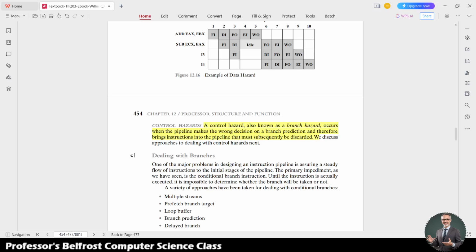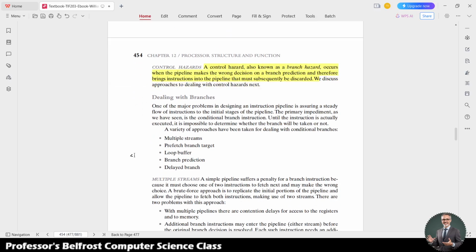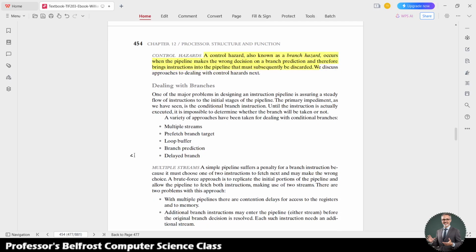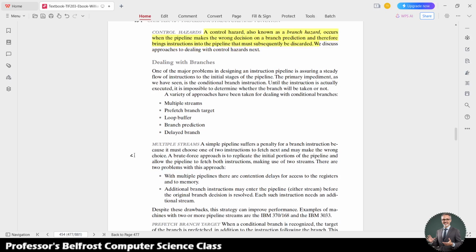Okay, because we have seen control hazard before, there must be a question: how to deal with branches? One of the major problems in designing an instruction pipeline is assuring a steady flow of instructions to the initial stages of the pipeline. The primary impediment is the conditional branch instruction. There are a variety of approaches to deal with conditional branches, such as multiple streams, prefetch branch target, loop buffer, branch prediction. Also, we have delayed branch.